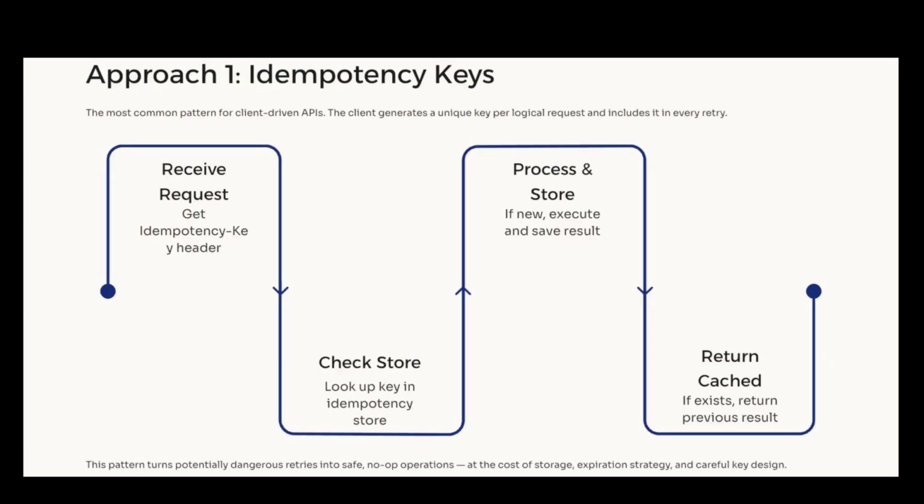Idempotency keys. Let's start with idempotency keys. This is the most common approach for client-driven APIs. For example, in a payment API, the client sends an idempotency key with the request. On the server, we check if the key exists. If not, we process the request and store the result. If it exists, we return the previous result.